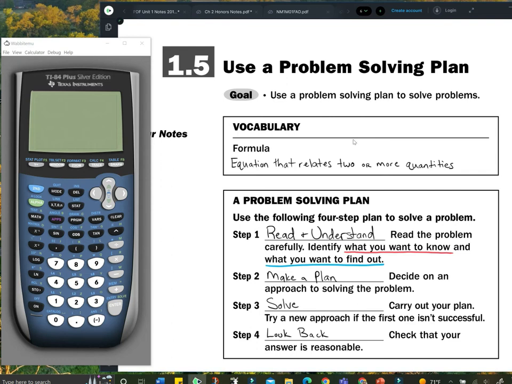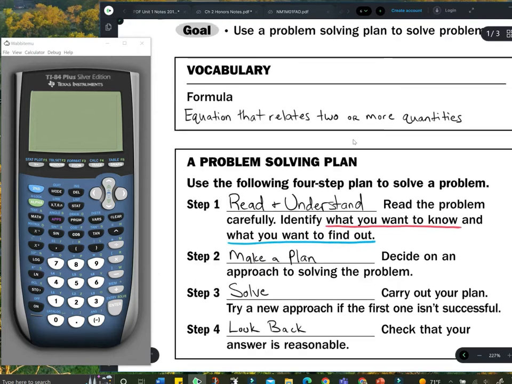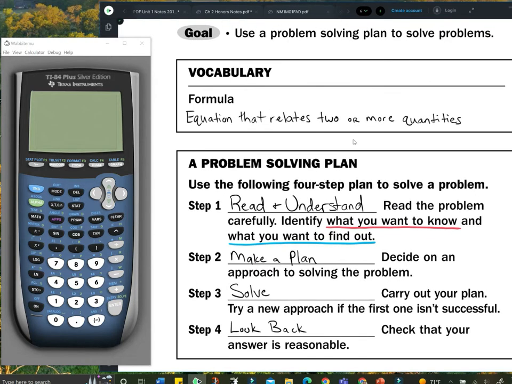We are using problem solving plans to get through some of our algebra problems here. So here are some of the vocabulary and blanks to fill in. Feel free to pause and write those down as I explain. Basically, we're going to be using formulas. Those are equations that relate two or more quantities. I'll provide you with some of those. We are going to use the following problem solving plan.